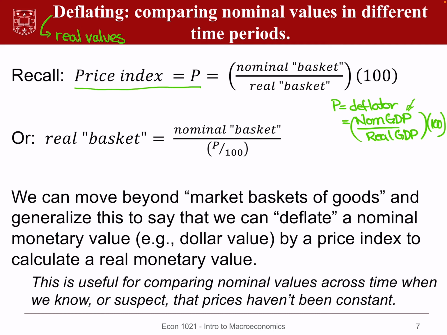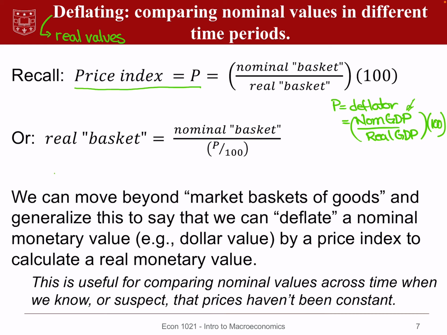In that particular case, this was what we were talking about as a price index. More generally, we can flip this around and say the real value of a basket is going to be the nominal value of the basket divided by the average price level, or if we have the average price level grossed up by this 100, then we're going to divide by 100.